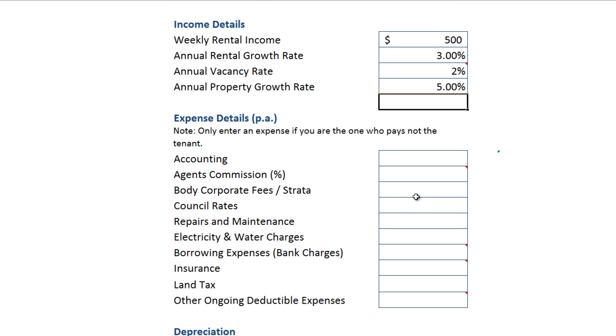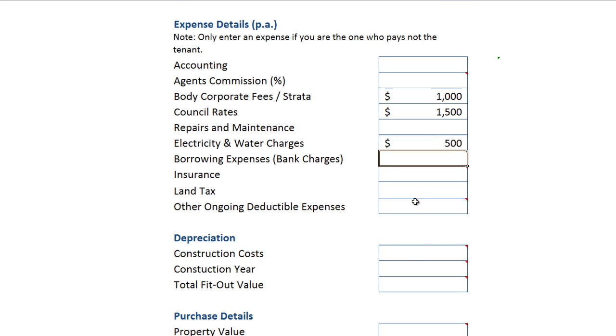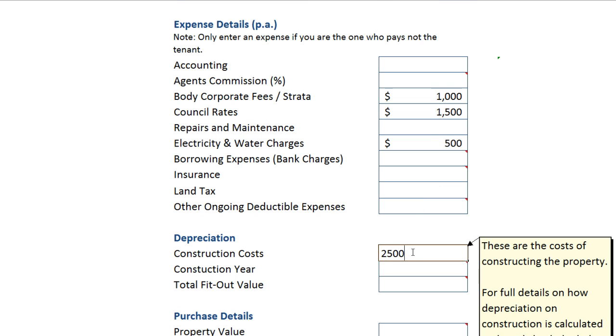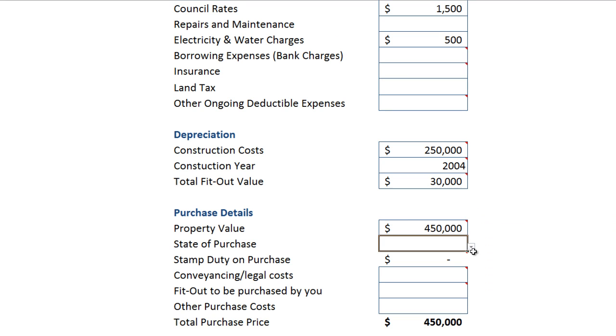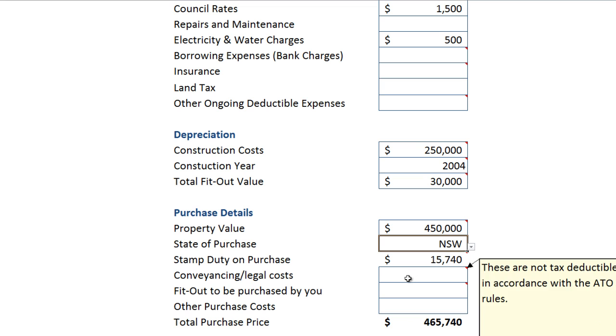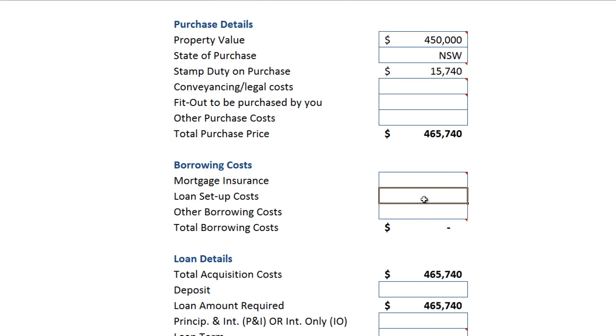For the expense details, let's assume your property has $1,000 of body corporate fees and council rates of $1,500, as well as water rates of $500. For the depreciation, let's say this property cost $250,000 to construct, was constructed in 2004, and has a fit-out value of roughly $30,000. Let's assume the property you want to purchase is valued at $450,000 and you want to purchase it in New South Wales. And there's going to be some loan setup costs on this loan of $500.